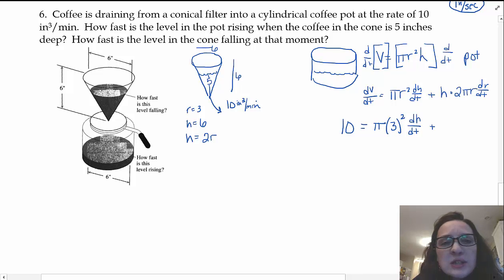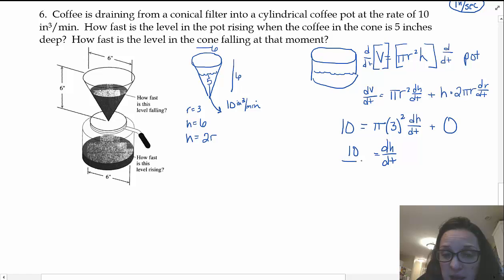Okay, so I have R for the coffee pot down here. So let's see, what's my coffee pot R? My coffee pot R is 3, and that's squared. And dH dt for the coffee pot is what I'm looking for, plus the height in the coffee pot. I don't know that. The radius I know. dr dt for the coffee pot, that means at what rate is the radius of the coffee in the pot changing? It's not. It's a cylindrical coffee pot. Its radius is what it is, no matter where I am. We're kind of assuming that the coffee drips down, splashes out, and flattens immediately. So this is a big old 0. So dH dt for the coffee pot is 10 over 9 pi.